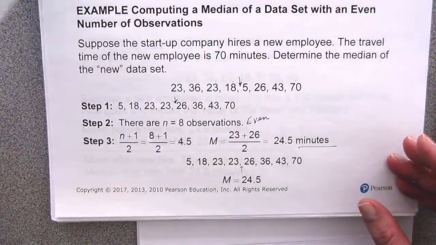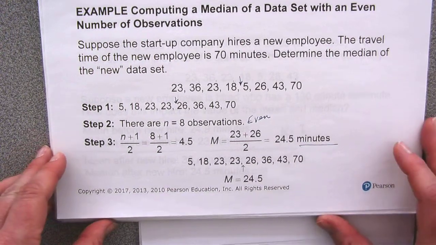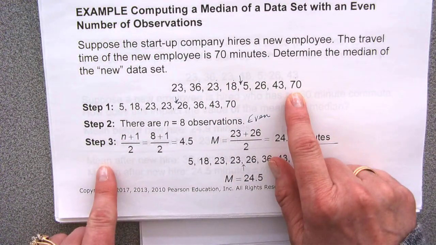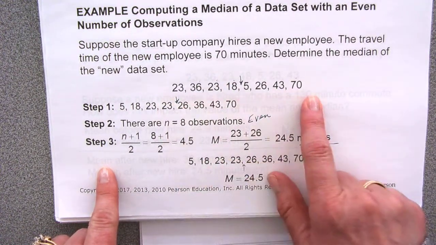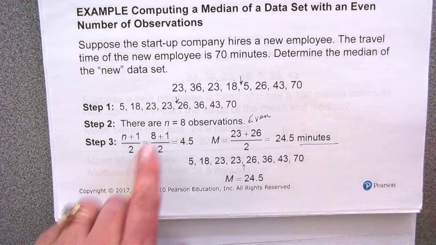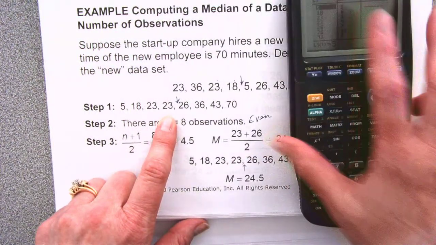So let's say they hired a new employee, okay? So the new employee travels 70 minutes to work. Okay, so now we have 8 data points. So again, you're going to put them in order. So we already have the first 7 in there.